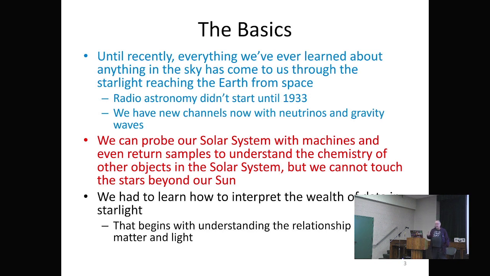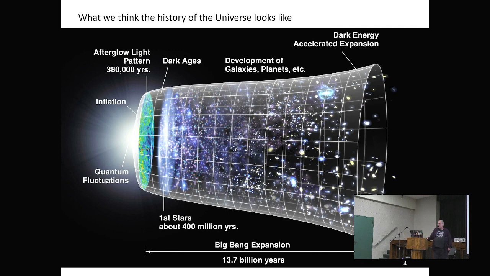And we can probe the solar system with machines. I actually do a talk about asteroid mining, where I talk about the sample return missions from the different asteroids. So we can learn about the chemistry of things in our solar system, but we can't touch things outside the solar system. They're too far away. And the only thing that we can learn about those things comes from the light that falls on our eyeballs. And we had to learn how to interpret what that light tells us. So here's our brief history of the universe.